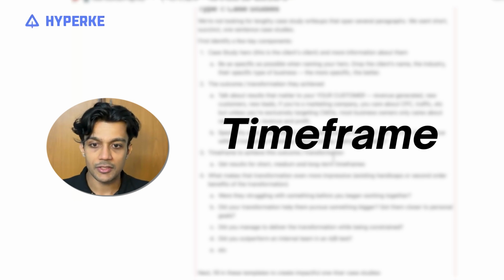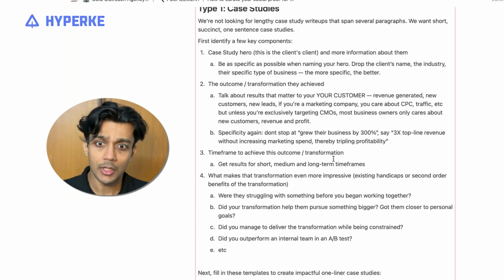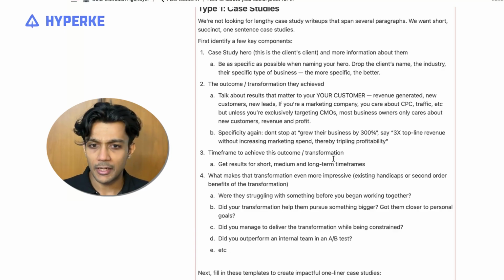The third component of a case study is simple, the time frame. So nothing fancy here, just say how many days, weeks, months or years it took you to deliver that transformation. And shorter is not necessarily better here. You want to talk about results in the short, medium and long time frames.